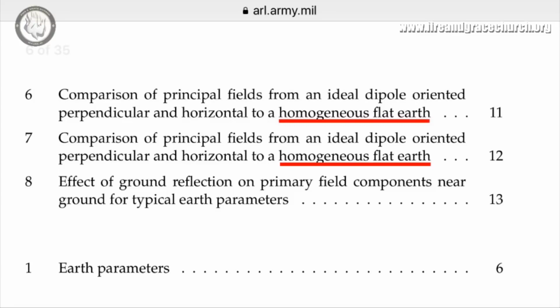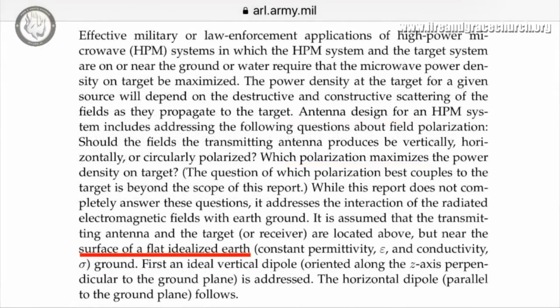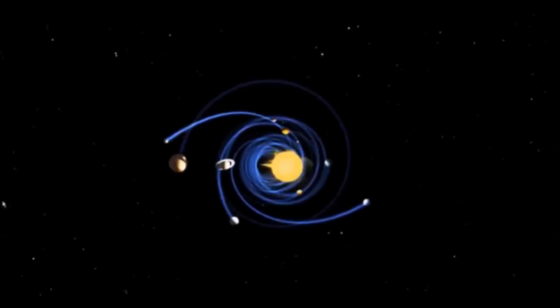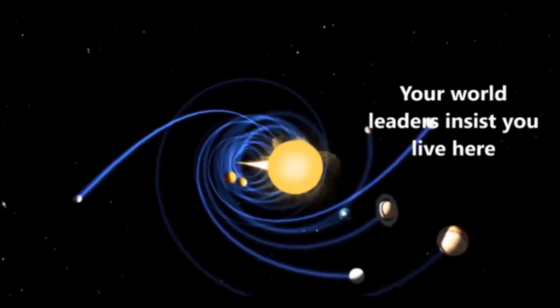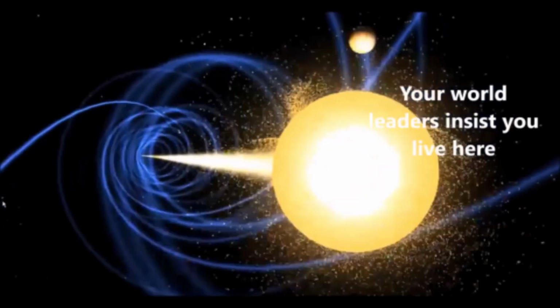Army manual. They tell you right here, it's assumed that the transmitting antenna and target or receiver are located above but near the surface of a flat idealized earth. Over and over again. I mean, I could do this. Guys, I could do, look, here's another. I even forgot. I thought we were at the end.